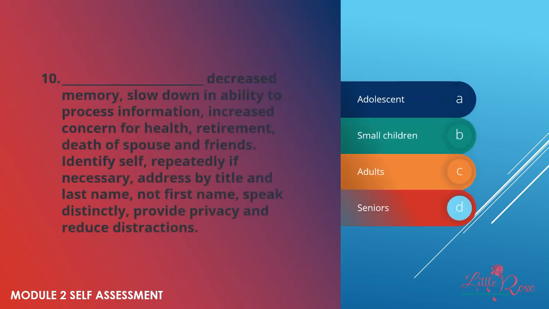Question number 10. Blank has decreased memory, slowed down in the ability to process information, increased concern for health, retirement, death of a spouse or friends. Identify self, repeatedly having to hear information if necessary. Address title by title or last name, not first name. Speak distinctly, provide privacy, and reduce distractions. Adolescent, option A. Small children, option B. Adults, option C. Seniors, option D.